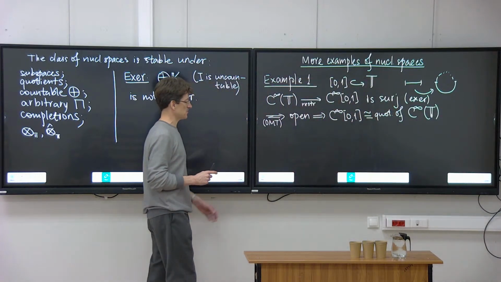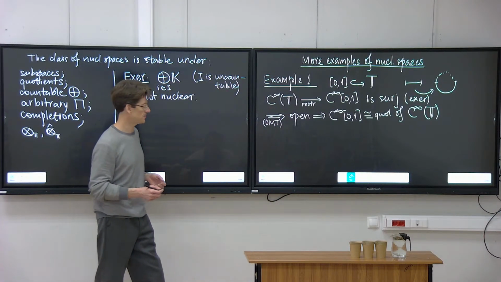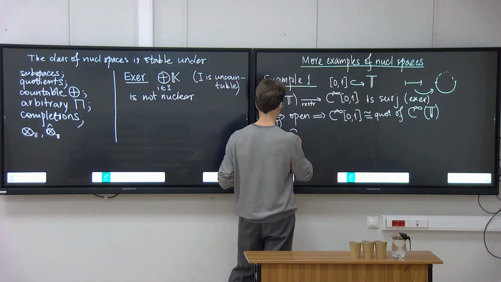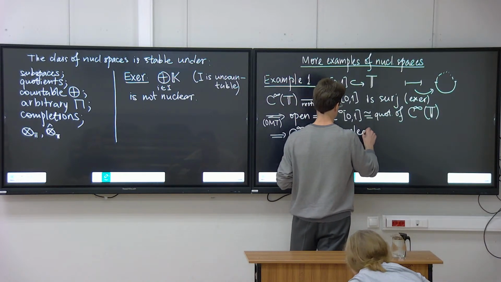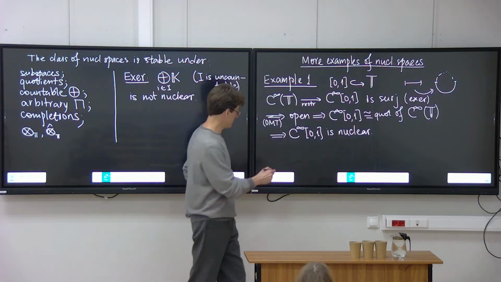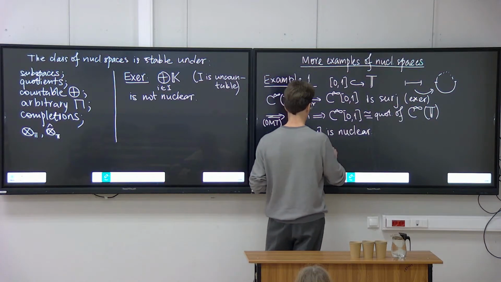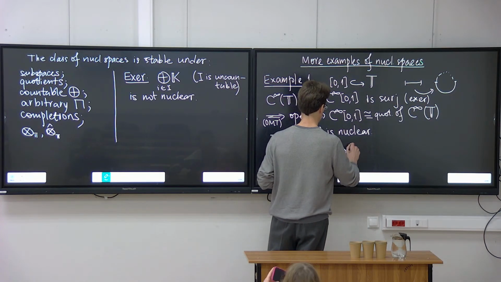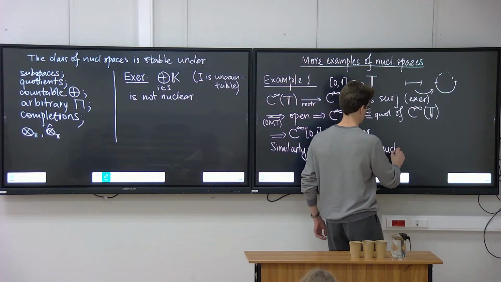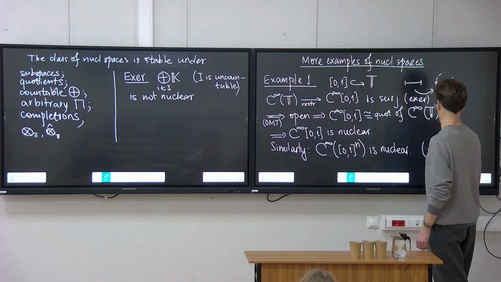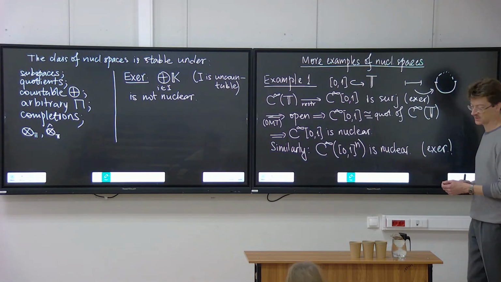But we already know that the space of smooth functions on the circle is nuclear. This was deduced from the Grothendieck criterion. As a result, we deduced that the space of smooth functions on the closed interval is also nuclear. And a similar argument shows that if we take the space of smooth functions on the closed cube, then it is also nuclear. I leave the details as an exercise for you, but this is more or less similar to the case of the closed interval.